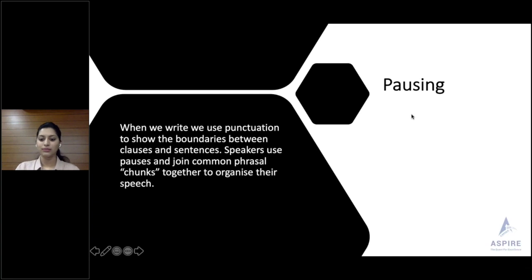All right, pausing. Pausing is really important. You should know when to pause. As I mentioned before, if the situation is really serious or if the patient is angry, then you try to pause and collect your thoughts and then you put it out there. When we write, we use punctuation to show the boundaries between clauses and sentences. Speakers use pauses and join common phrasal chunks together to organize their speech.